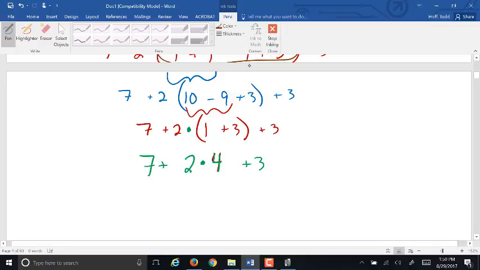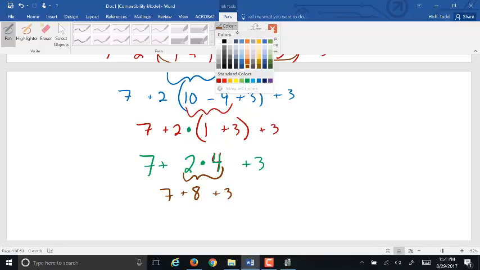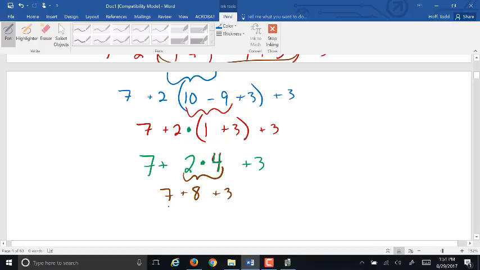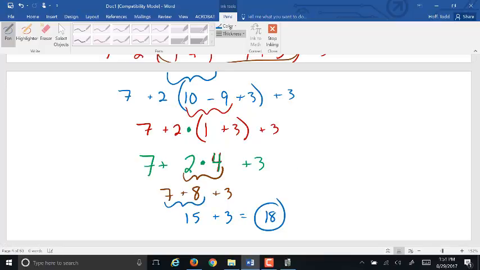Well, now all the parentheses are gone. Are there any other enclosing symbols? No. Exponents? No. Multiplication or division? Yeah, 2 times 4 is 8. And now all we have is addition going left to right. 7 plus 8, 15 plus 3 is 18.